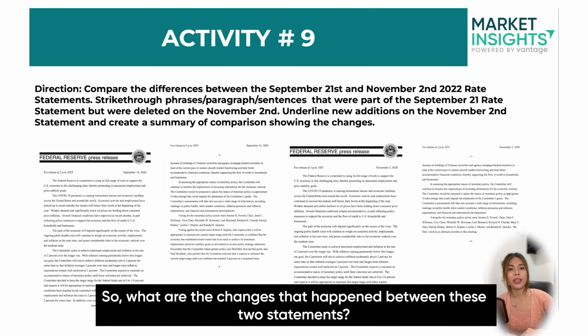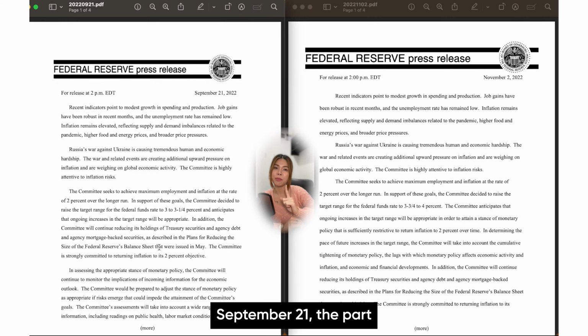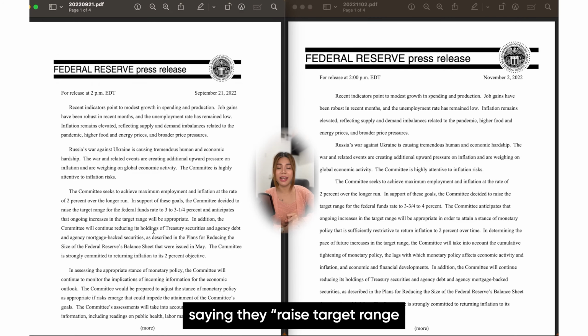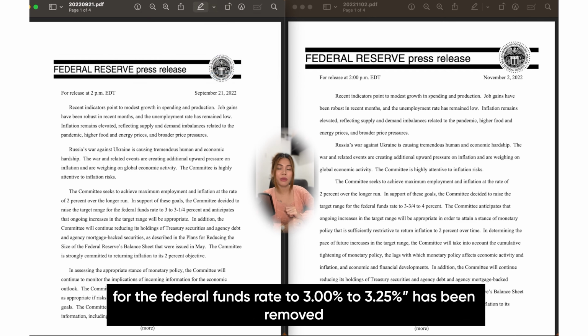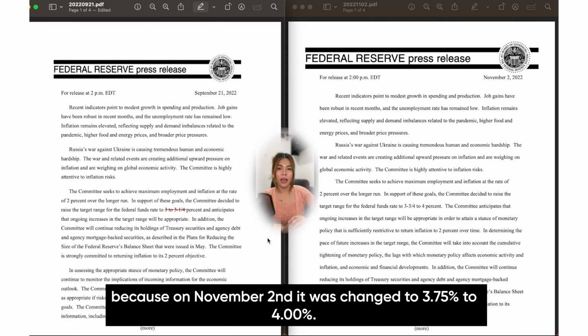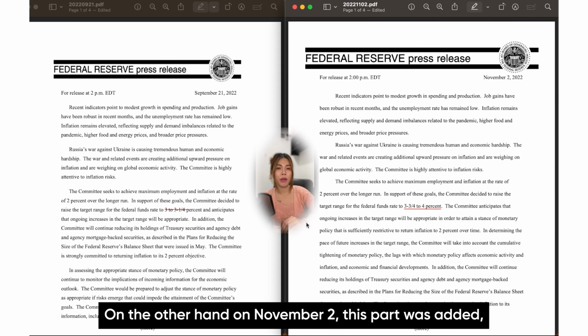So, what are the changes that happened between these two statements? For September 21, the part saying they raised the target range for the federal funds rate to 3% to 3.25% has been removed, because on November 2nd, it was changed to 3.75% to 4%. On the other hand, on November 2, the part was added.